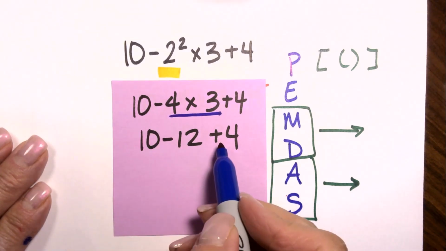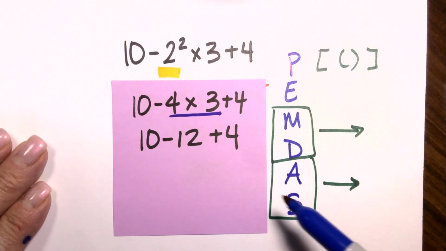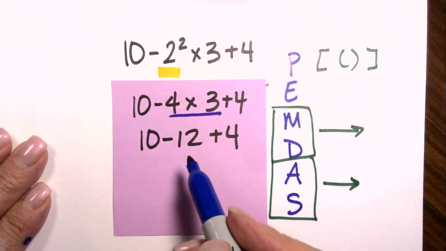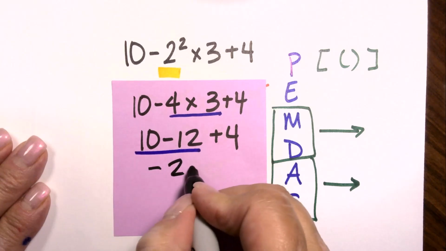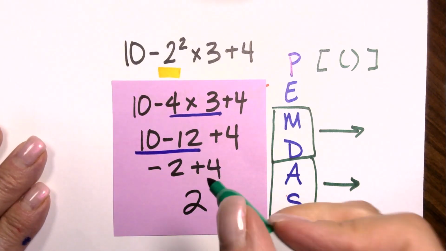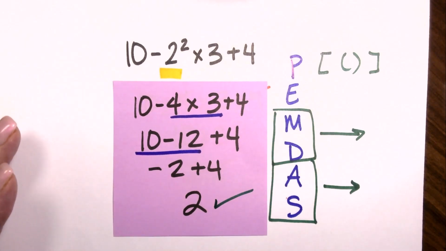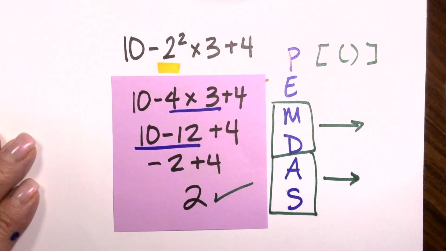Then I have a subtraction and an addition. And even though this says A before S, we know we have to do the subtraction first because it comes up first. And we get negative 2 plus 4, which is 2. And that is the correct answer of all the things. Yeah, we got to remember all that little stuff.